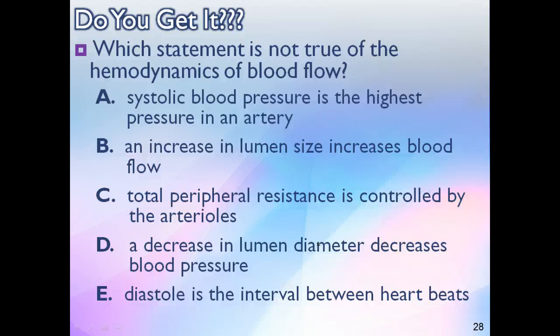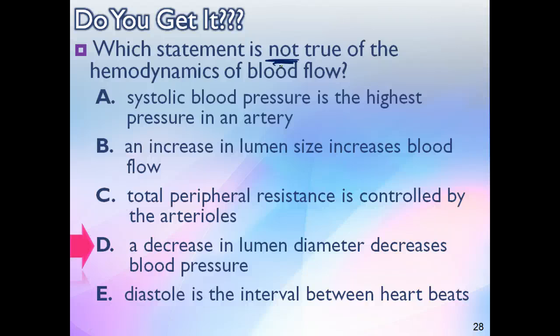Which statement is not true, reading carefully, of the hemodynamics of blood flow? A, systolic pressure is the highest pressure in an artery. B, an increase in lumen size increases blood flow. C, total peripheral resistance is controlled by arterioles. D, a decrease in lumen diameter decreases blood pressure. And finally, E, diastole is the interval between heartbeats. Well, of all of these, the only one that is not true is D.